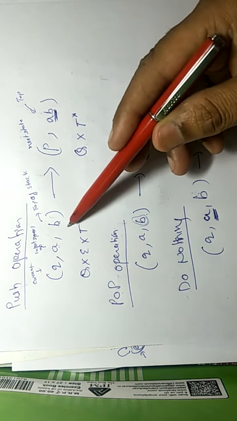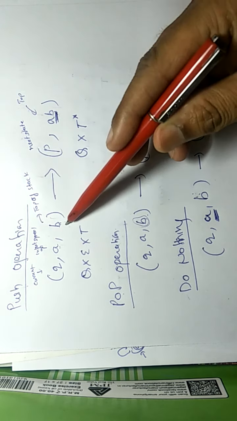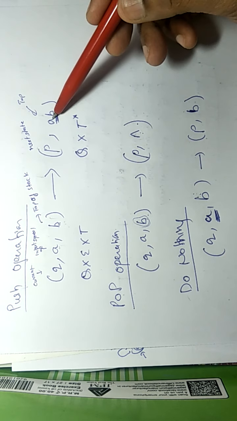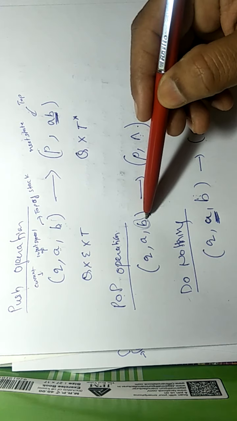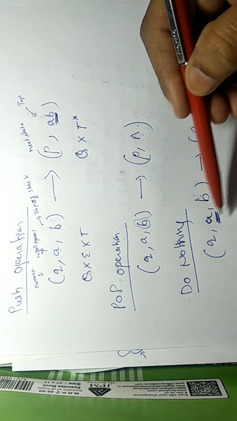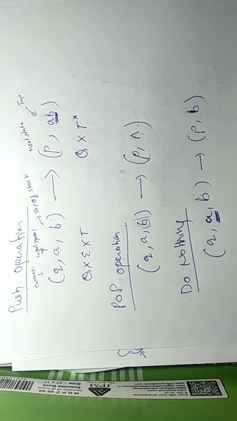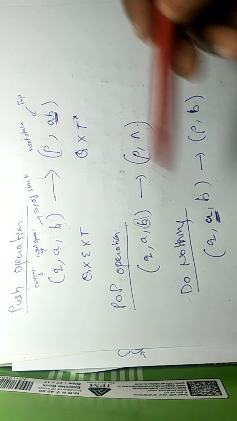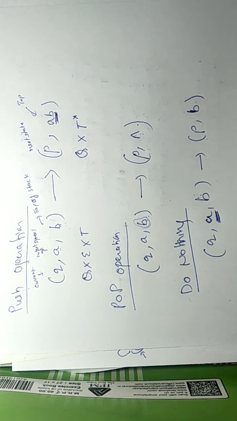Either we push at the top of the stack, it is b, now we push a, it becomes ab. There is b and we pop it, and there is b and we do nothing. These are the only three operations on the stack, and we have to use one of them at every step: push, pop, or do nothing.